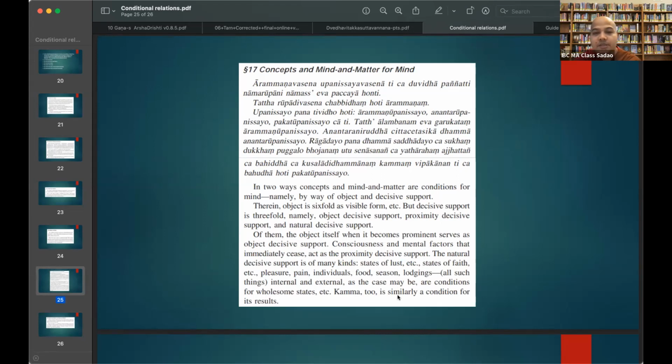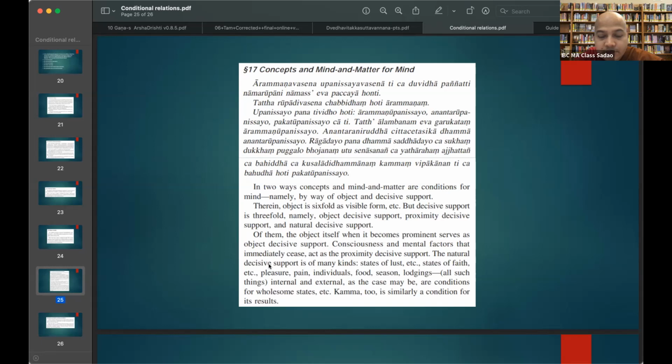So I think this is relatively more clear than the previous points. You have your objects, six objects, right, for six indriyas. Out of these six objects, how you relate to them: sometimes the object itself becomes prominent, and serves as an object decisive support. So certain objects are clearly very impactful to your indriyas.